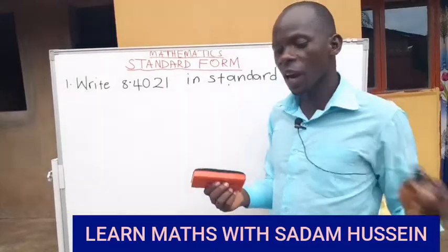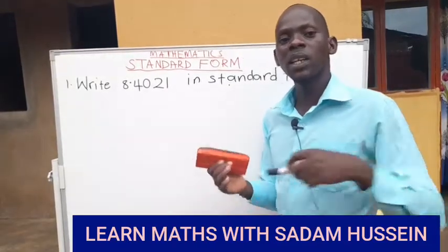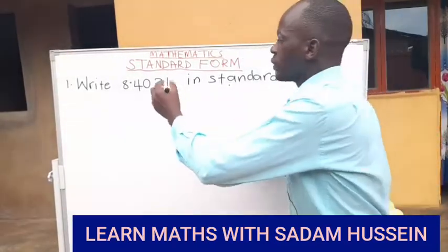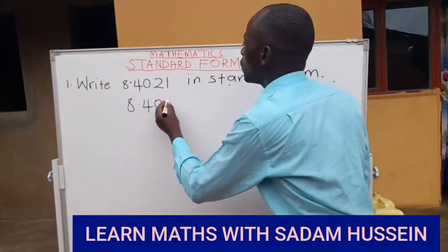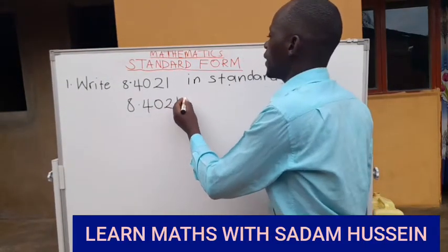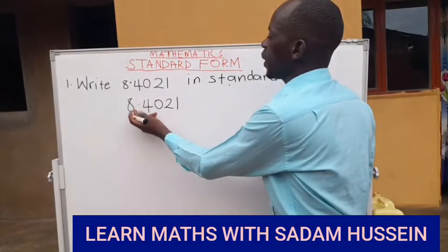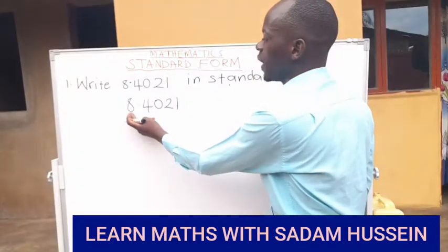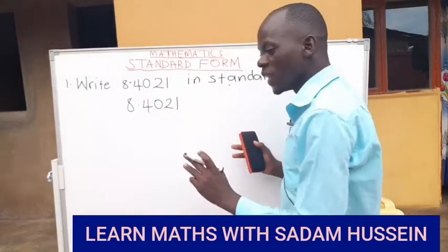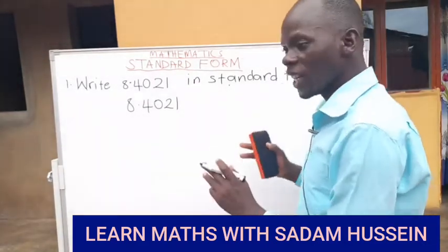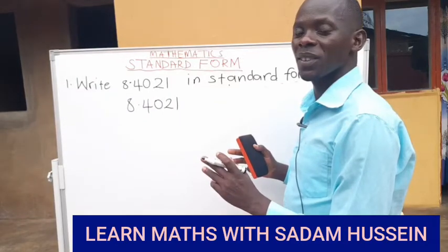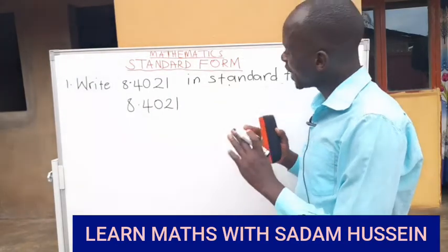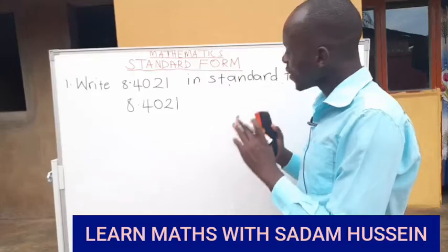If they give you such a number, they want you to write it in standard form, this is how you are going to write it. You just say 8.4021. We already have one significant figure here, and it's already there. That means the number itself is already in standard form. Are you getting me? The number is already in standard form.